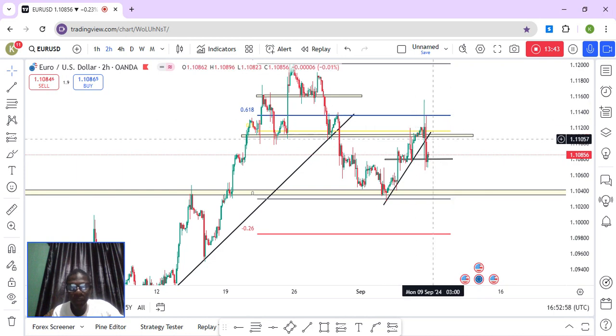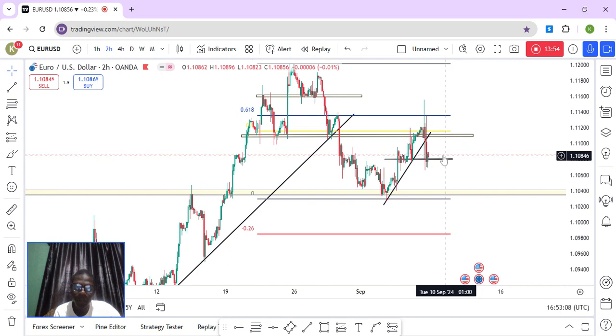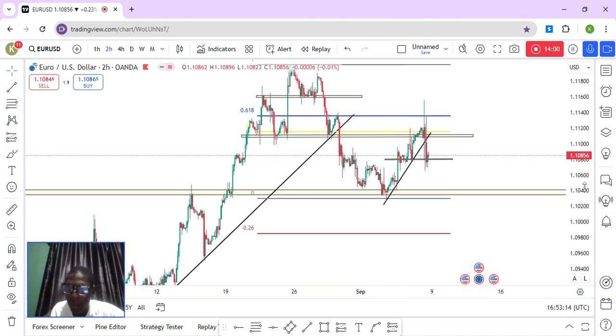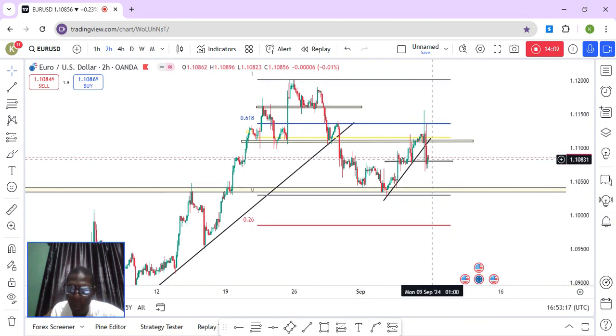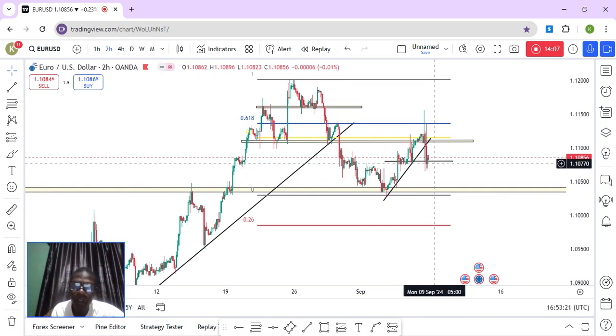So it is currently playing out, but there is a minor level that holds the market. There is a minor level that is holding Euro USD from coming down. So what we are going to do now is wait for a bearish engulfing candle. If we should see a bearish engulfing candle that engulfs this green candle, we are going to sell.